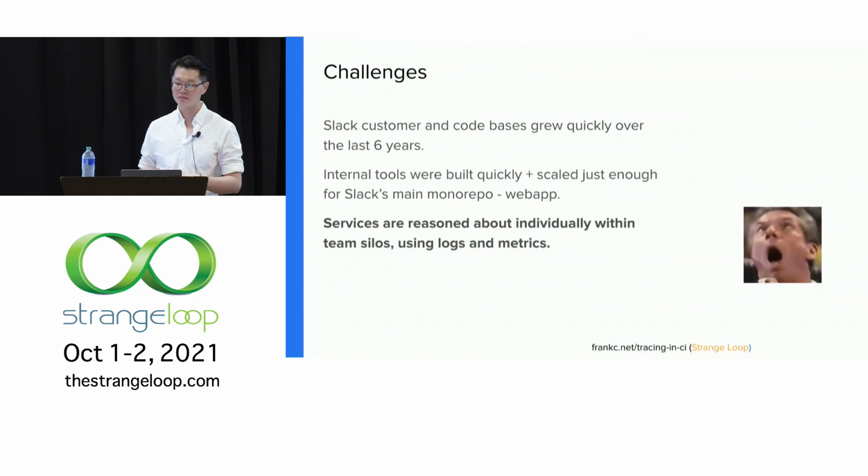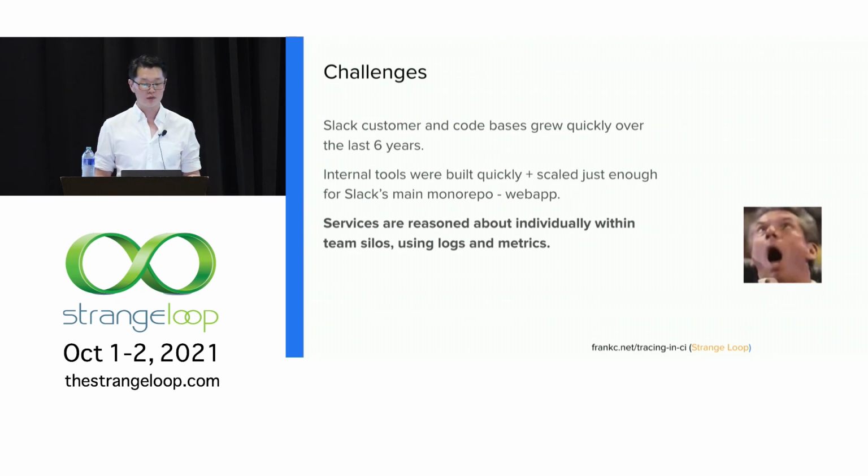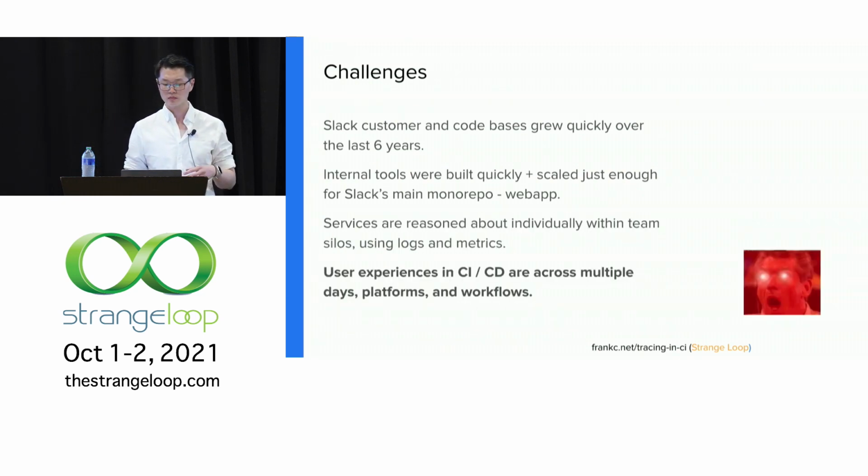Services are reasoned about individually within team silos, typically using logs and metrics. For example, the Vitess team might create a Prometheus metric for errors with different dimensions that are meaningful for development. Another team might see this and create a circuit breaker for error rate, but misunderstand the nuance and then misuse this metric at the coarse level without context.